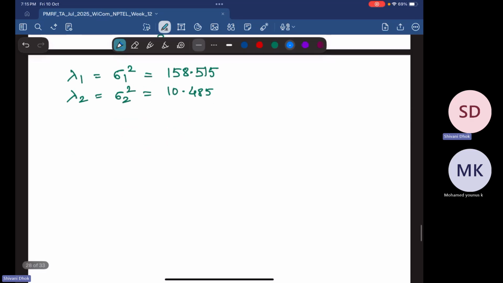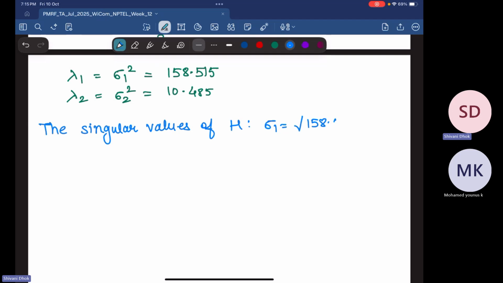So therefore, the singular values of H are sigma 1 equal to under root of 158.515. This comes out to be equal to 12.5903. And sigma 2 comes out to be equal to under root of 10.485. This comes out to be equal to 3.2381. Okay. So these are the singular values of your H.